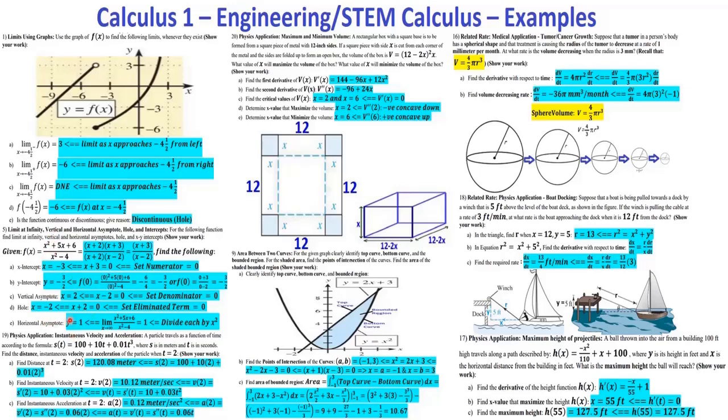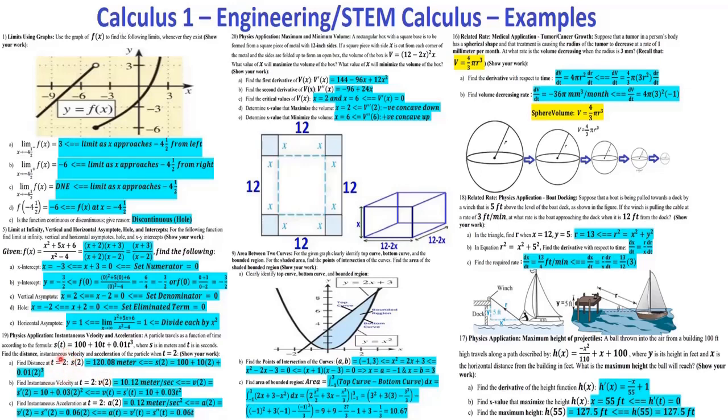So then the next example I have is a physics application in calculus. You have a distance formula given, s of t is given as 100 minus 10t plus 0.01t cubed. So to find the distance at time t equals 2, simply substitute 2 into s of t, you will end up with 120.08 meters.